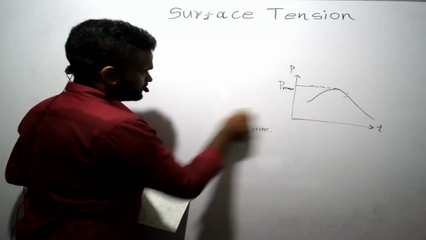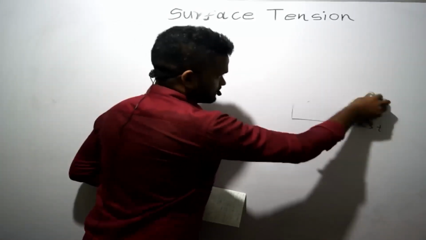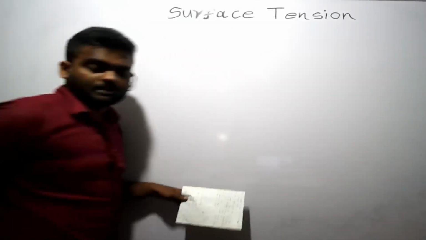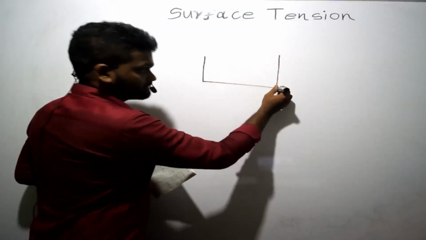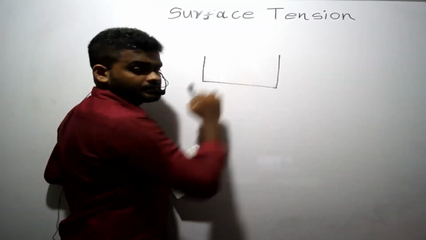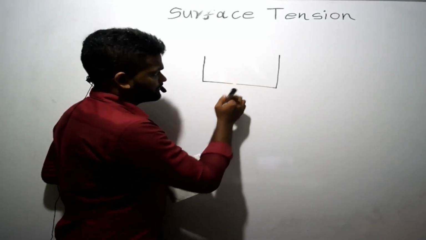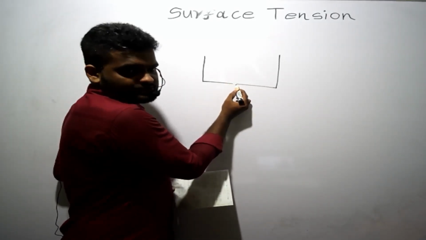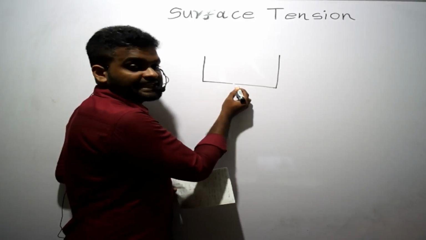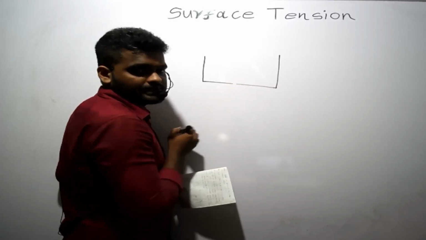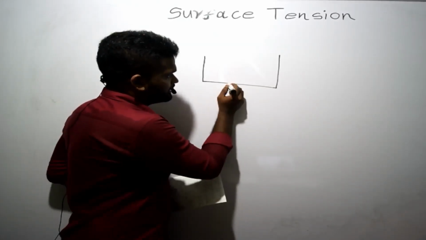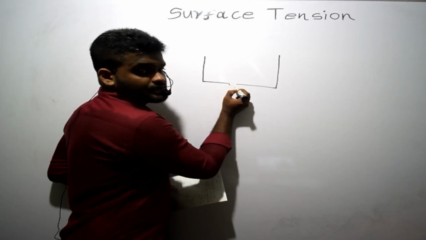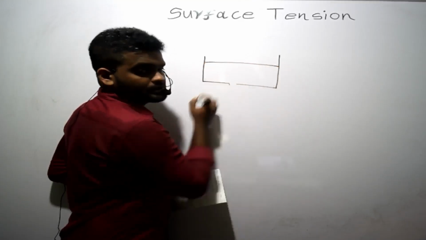Okay, read the question and try to do that. It's water, so you can use 7.2 times 10 to the power minus 2. So there's a container like this, right? Then there's a punch. Just because there is a small punch or a hole, it does not mean water leaks out of this. Why is that? Because of surface tension, right? Let's say you fill this up to here.